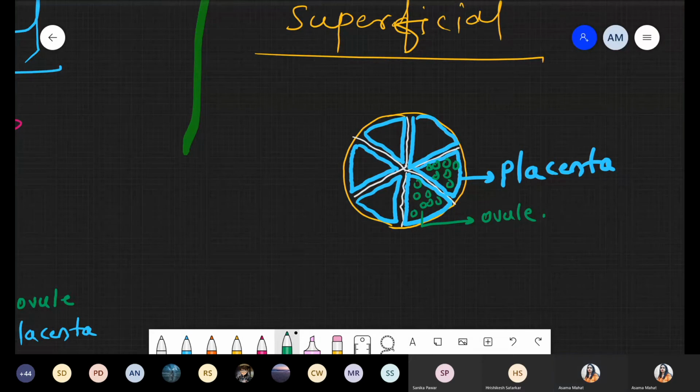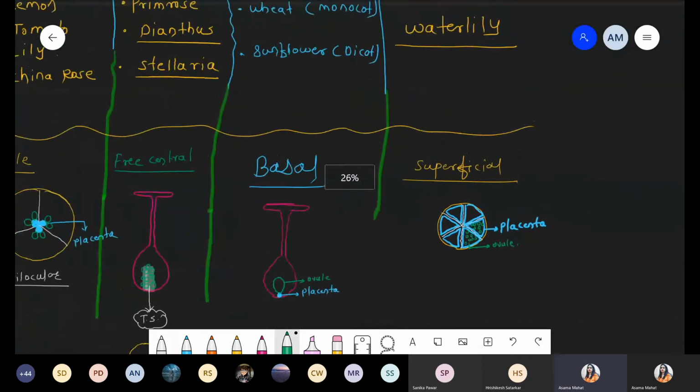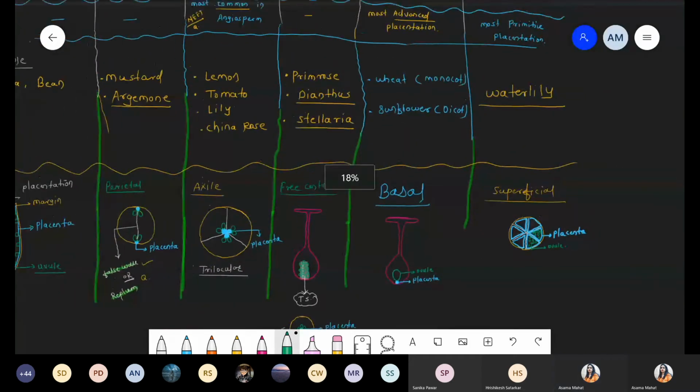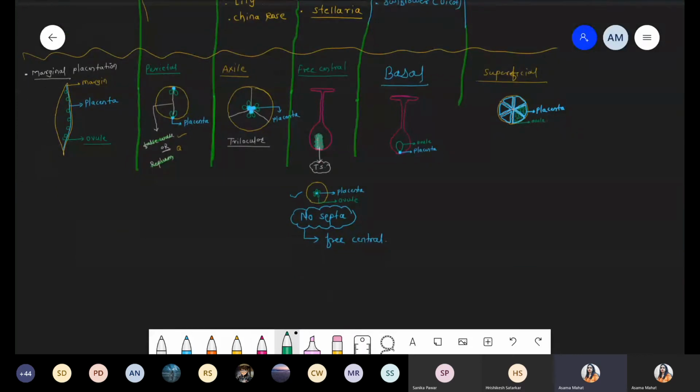Done? Yes, Rishika, sure. So we are taking the entire part together. So first of all, see the diagram part. These are the diagrams from marginal up to superficial. Done, Rishikesh? Okay, Sanika, check the entire part. Yes, ma'am, done.